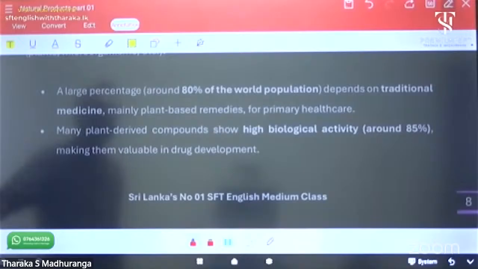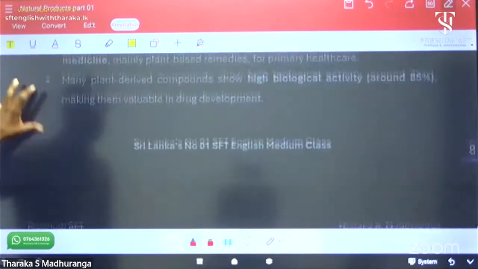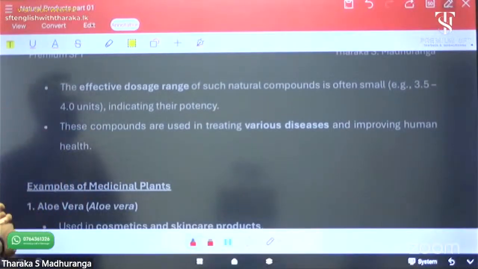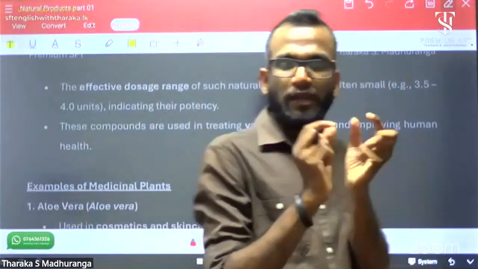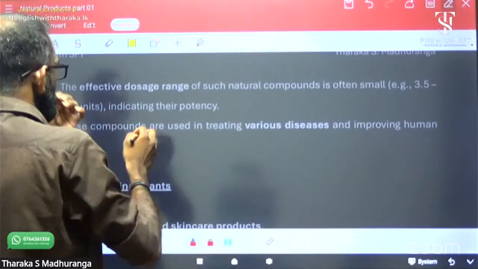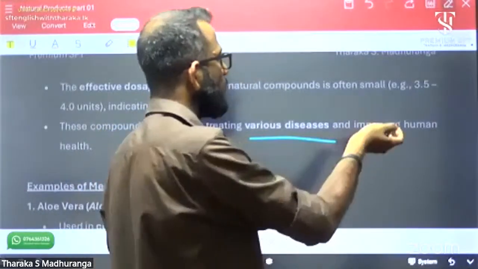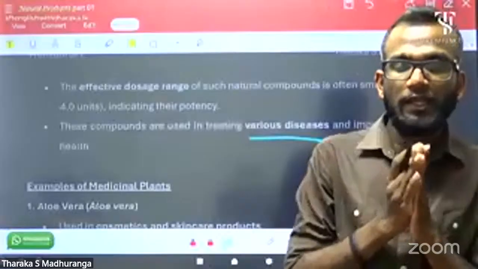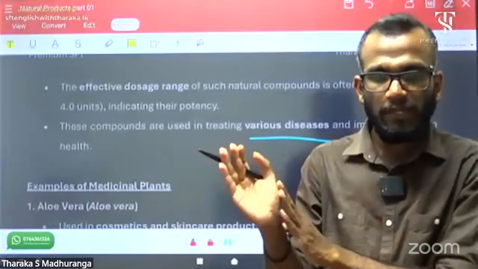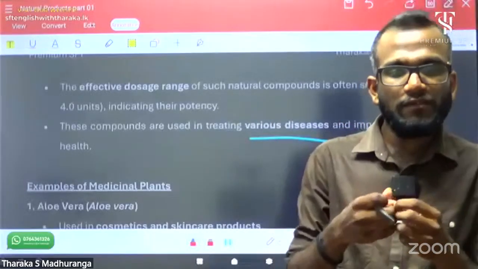A large percentage, around 80% of the world population, depend on traditional medicine, mainly plant-based, for primary health care. Many plant-derived compounds show high biological activities, making them valuable for drug development. The effective dosage range of such natural compounds is often small. After chemical synthesis, the requirement is very small, and we can produce according to the population.